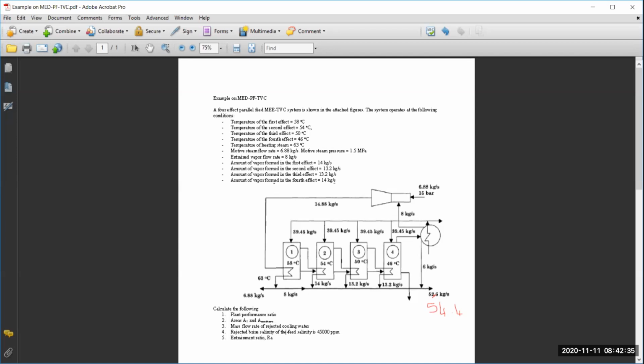Then the rejected brine salinity, provided that the feed salinity is 45,000. This is an energy balance for the whole plant: M dot feed is equal to M dot distillate plus M dot brine, and M dot feed times X feed is M dot brine times X brine, so that we can calculate X brine. Finally, the entrainment ratio. We are not given, for example, what the entrained vapor pressure is. We can do that, but we are going to use the equations that we have here. By definition, RA is the ratio of the flow rate of the motive steam to the entrained vapor. We have the motive steam flow rate and we have the entrained vapor flow rate, so it's just a direct substitution here.